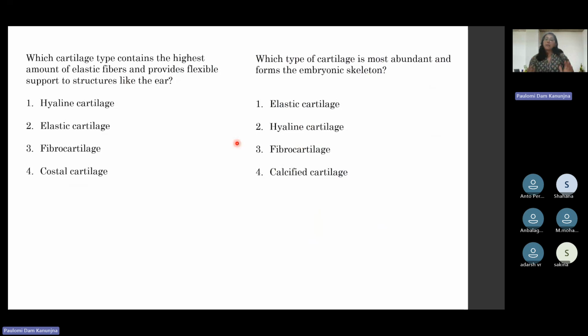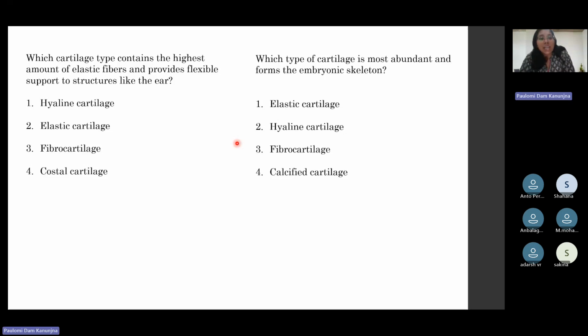This talks about the type of cartilage. Once you answer this question, then we will see the types of cartilage that are there. So try to attempt this question. Try to identify which type of cartilage we are talking about. The next slide defines these cartilages.